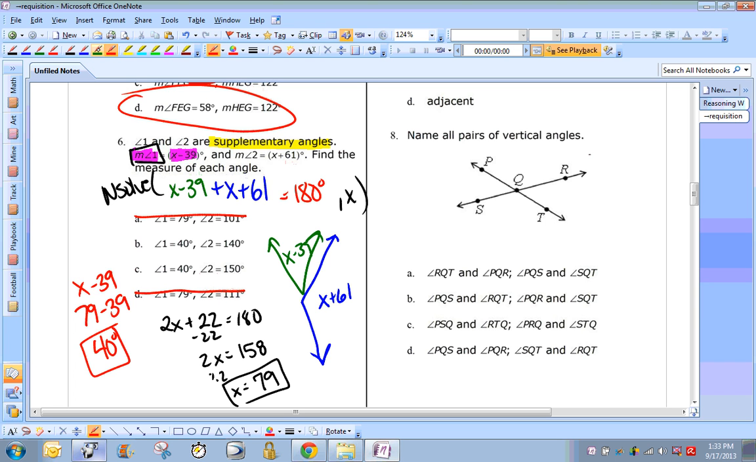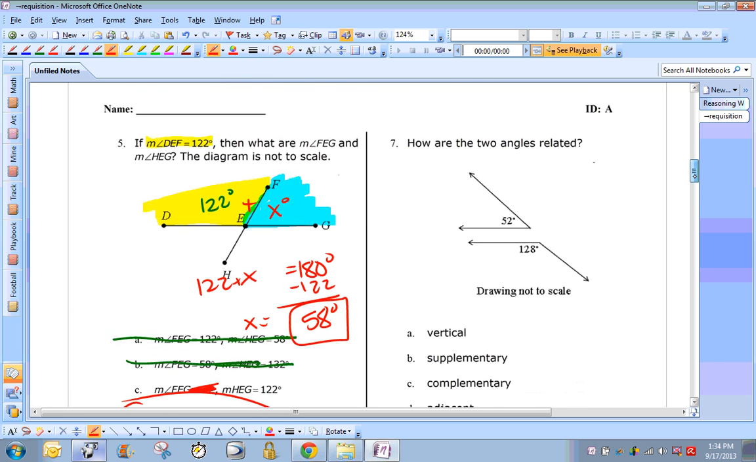Now, looking at this, we know this was the key term, supplementary. I know when I add these two up, 1 and 2, I should get 180. So, 1 plus 2 equals 180. This would equal 190. So it can't be C. So the answer choice is B.